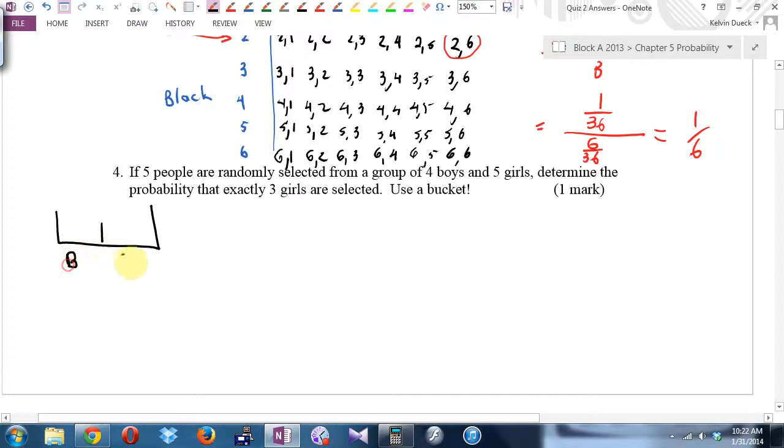boys, girls. What's going to go right here, Justin, my friend? Under boys. Sorry? 4. Yes. What's going to go under girls? 5. How many girls do I want to choose? 3. Now I have to use some reasoning. How many people am I choosing grand total? What does the question say? 5. So how many boys must I choose? 3. How many girls am I choosing? How many girls did you say I'm choosing? So how many boys must I be choosing?